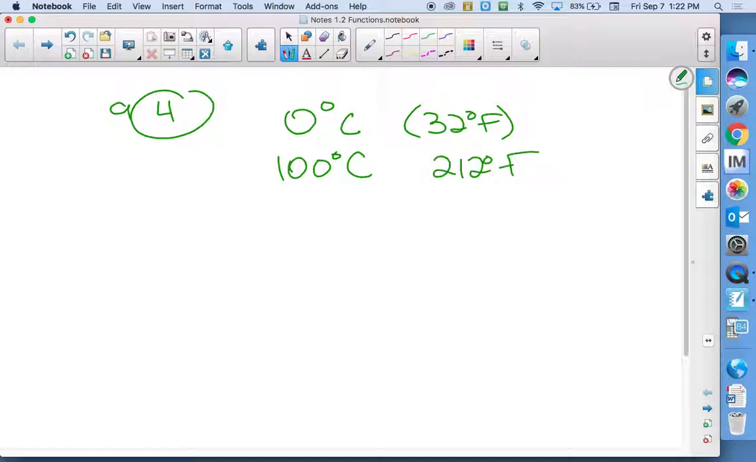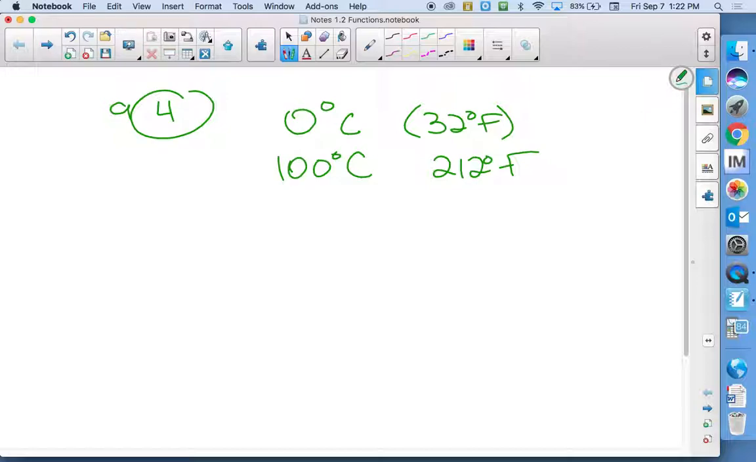Maybe you didn't remember the Fahrenheit temperature. Our goal is to write an equation that models this information. When you write an equation, you need two things. To have an equation, you need the slope and the y-intercept when we're talking about linear equations. So if we have a linear equation, we need those two things.